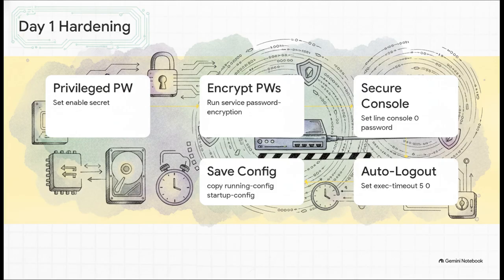Okay, so here is the exact day one hardening checklist we need to run through. Step 1, like we just covered, set that enable secret. Step 2, run the command service password-encryption. This is great because it immediately scrambles all the plain text passwords visible in your running configuration. Step 3, lock down your physical console line, that's line console 0, by assigning a password and requiring a login. Step 4, set up an auto-logout timer on that console using exec-timeout, so if a session is left idle, it just automatically dies. Only after all that do we reach Step 5, saving the configuration.